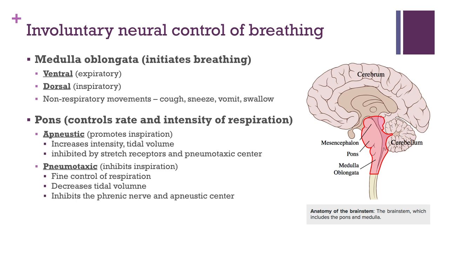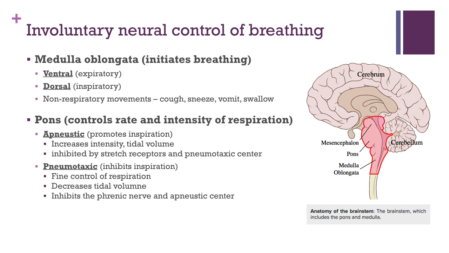Just above the medulla oblongata is the pons, which is controlling the rate and the intensity of our respiration. So these are both working together. And the pons has two centers within it called the apneustic and the pneumotaxic centers. The apneustic center essentially is promoting respiration, and the pneumotaxic is doing exactly the opposite.